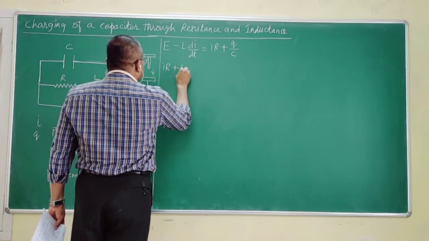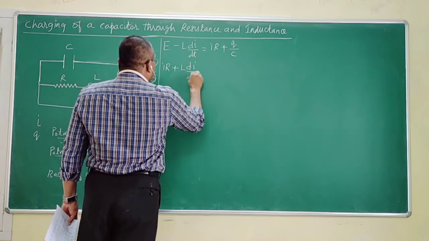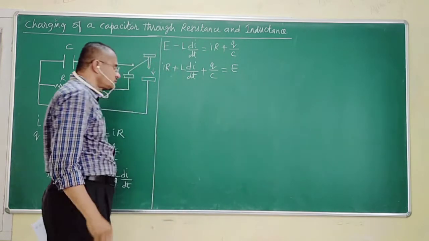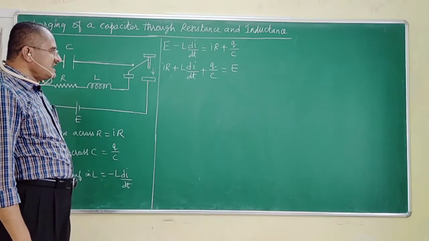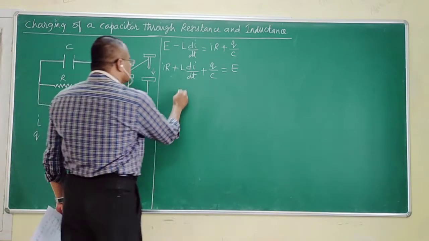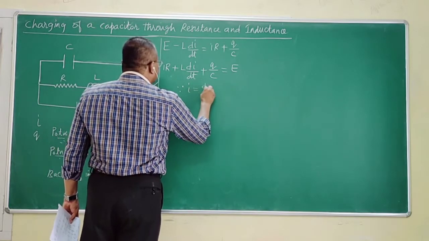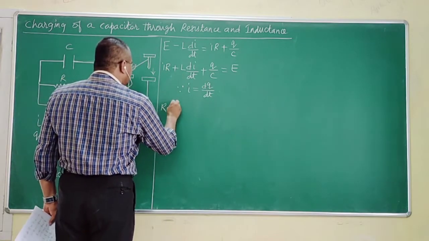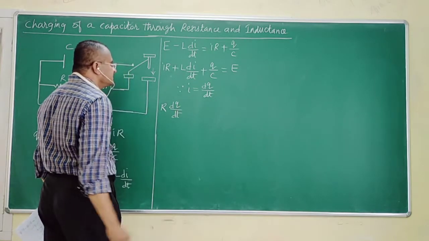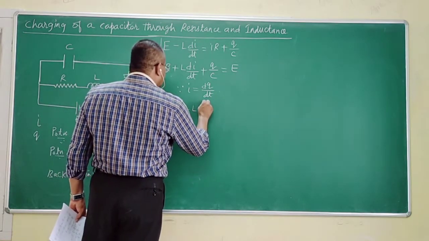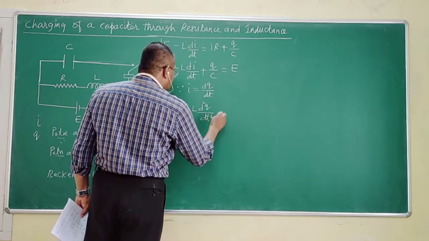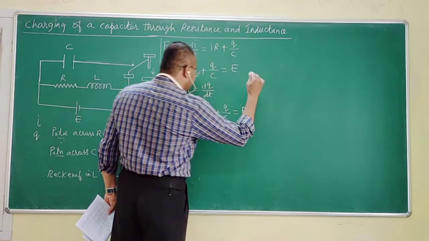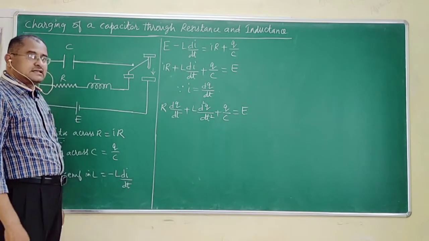IR plus L di by dt plus Q by C. Since I can be written as dq by dt, I will write this expression as R dq by dt plus L d squared q by dt squared plus Q by C is equal to E. Is that clear to you?